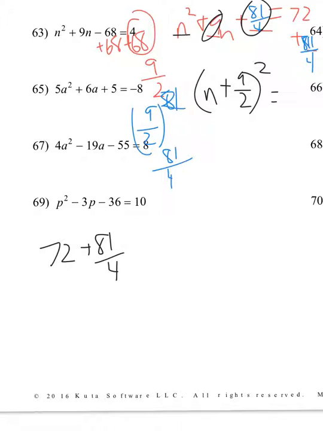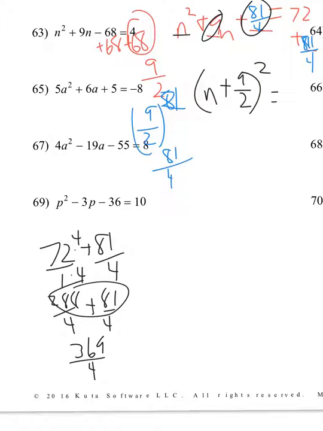So when I have 72 plus 81 fourths, this is like over 1, so I'm going to times by 4 and times by 4. So that is really 288 over 4 plus 81 over 4, which is going to be 369 over 4 when I add my tops there. So I really have 369 over 4 on the right hand side. Common denominators. Now you take the square root of each side.